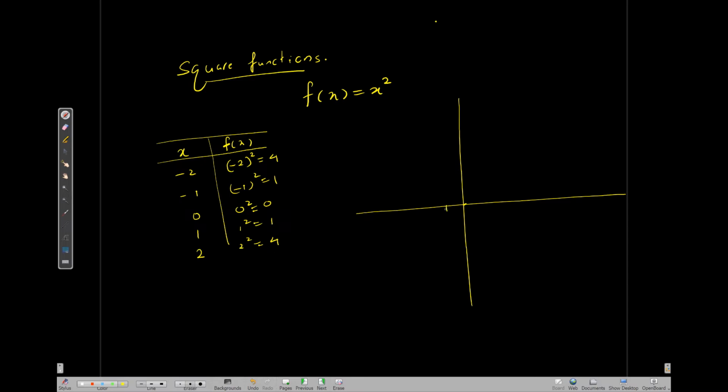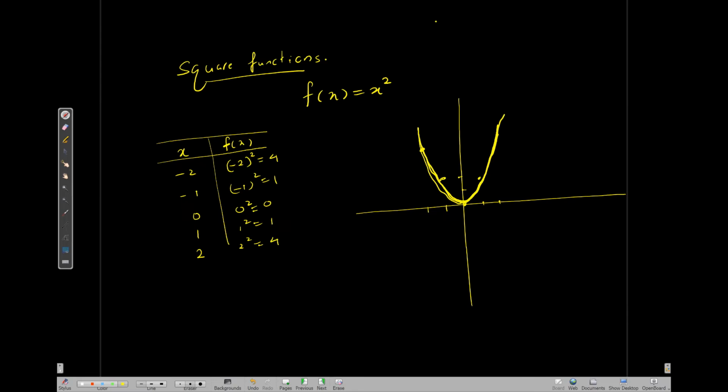Once we learn our base functions, we can use them again and again. So negative 2 comma 4 somewhere here, negative 1 comma 2 somewhere here, 1 comma 2 somewhere here, 2 comma 4 somewhere here, 0 comma 0. So it looks like this, and we call it a parabola. It's not two lines, there's a curve in shape, so we call it a parabola.